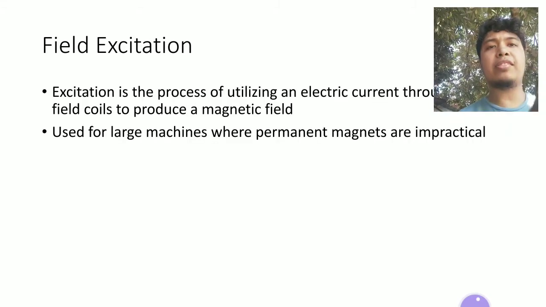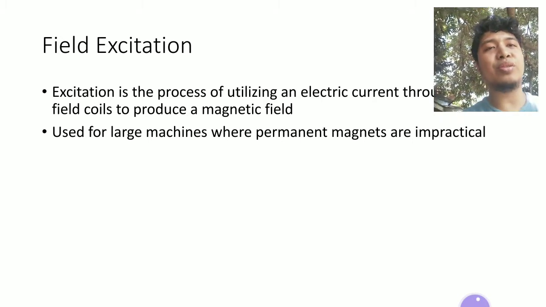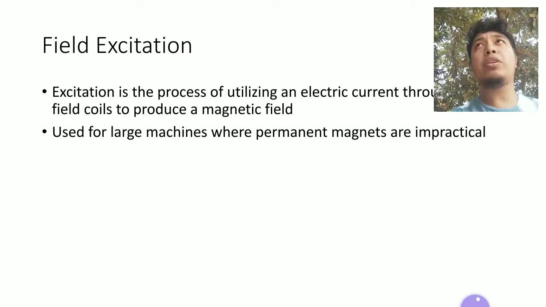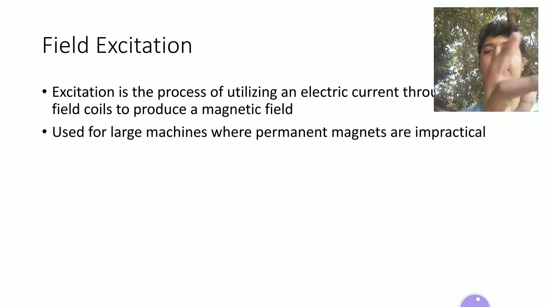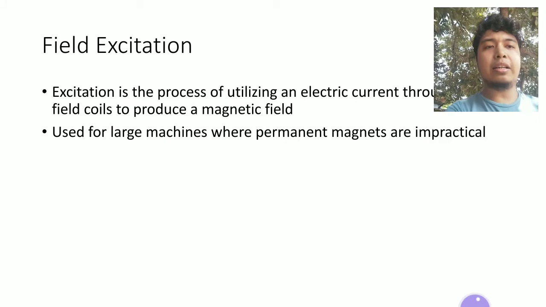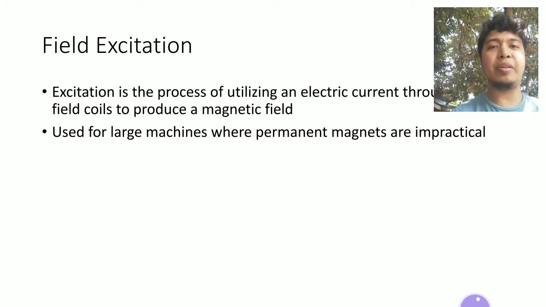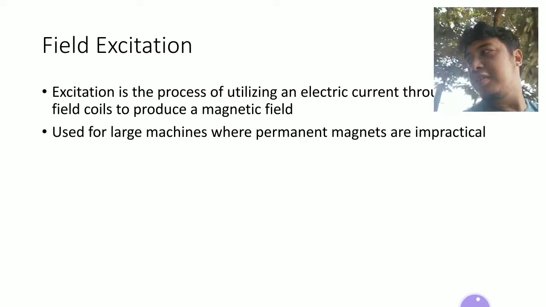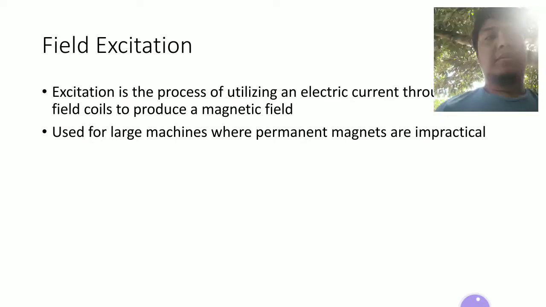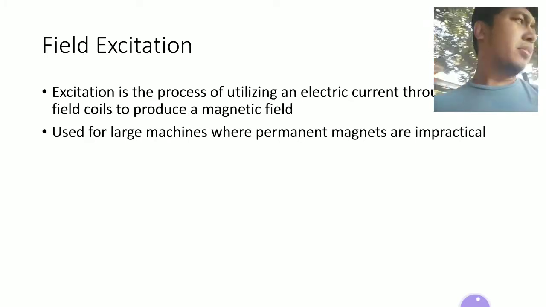We have the field excitation. This is the excitation ng ating magnetic field, because in this case for the following topics pa within this chapter ng DC generators, wait lang. For the following chapters pa ng ating DC generators.